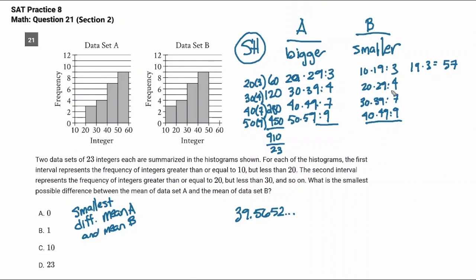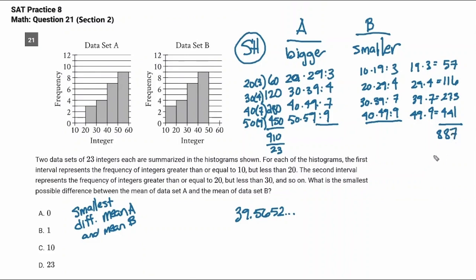We want to make this one as big as possible, so 29 times 4. Put that in your calculator. It's 116. 39 is the biggest that you can make this one, times 7. Definitely going to do that in your calculator. 273. And then you want to make this one as big as possible. There's 9 of them. 49 times 9. 441. Add up all these numbers, and you're going to get 887.